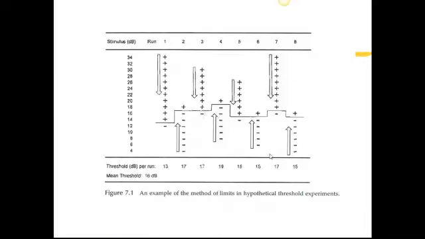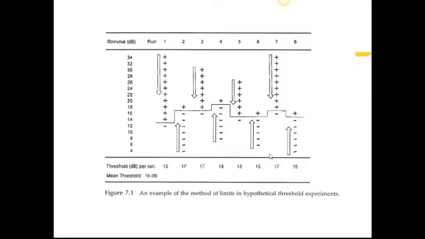So here's an example of a method of limits in an experiment. We have the stimuli along the column on the left, and that's in decibels. So it's softer at the bottom and louder at the top. And then we have the runs across the x-axis at the top. And then you can see positive means that they said they heard it, and a minus means they said that they didn't. So it looks like we're going roughly 2 dB steps. And so at 34, they heard it in run 1.